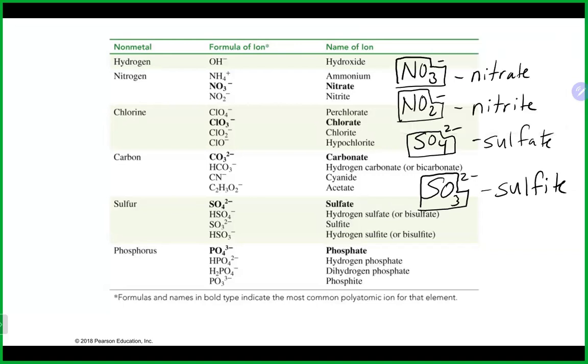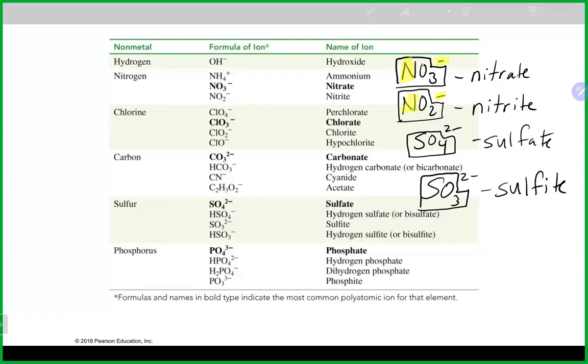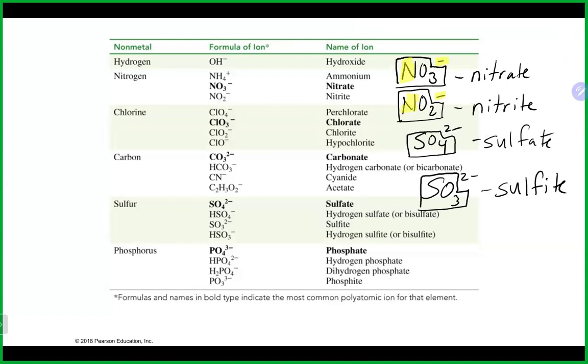So let's take a look at the nitrate and nitrite. The overall charge in each of them is -1. So is that the same or different? It's the same, right? They both have a nitrogen. That's the same. So what is the only difference between those two? The number of oxygens. This one has 3 oxygens. This one has 2 oxygens. Everything else is identical to each other.